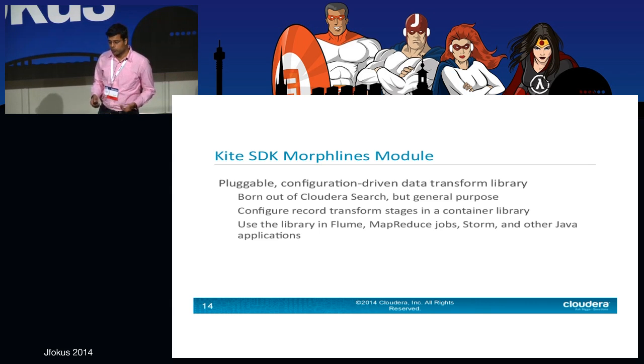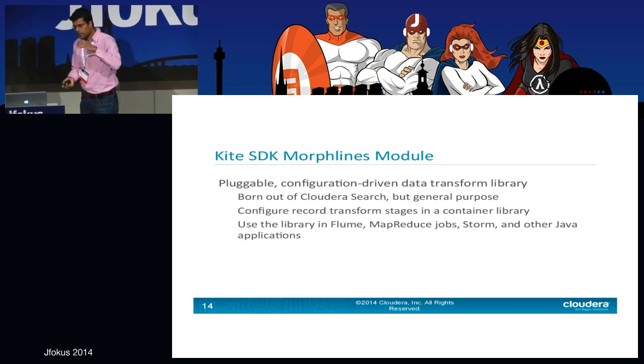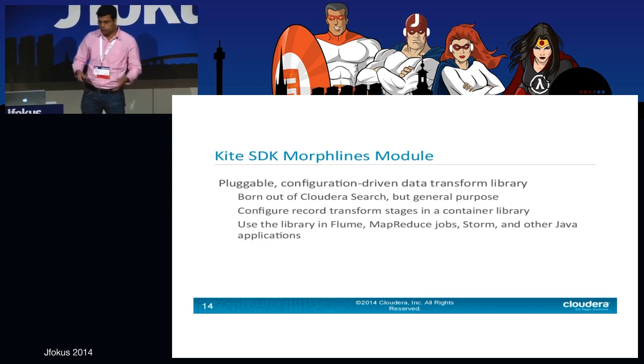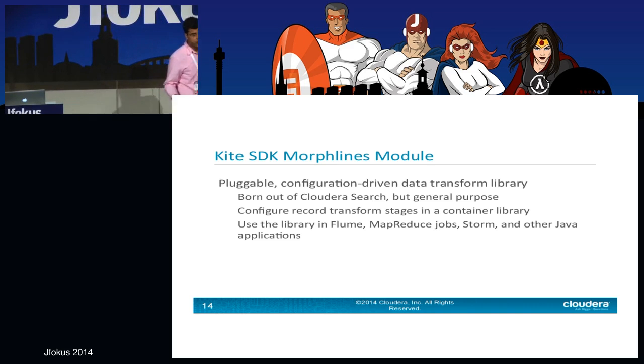Anyway, so what is Morphlines? It's something that was born out of that project because we needed the capability to have a configuration-driven transformation library. Okay, what does that mean? That means you define in some file somewhere that every record that comes in through the stream should be transformed this way, right? And we thought that was a general functionality that a lot of people use, right?